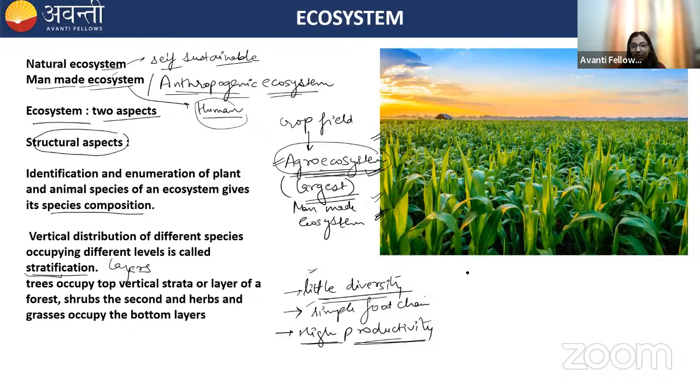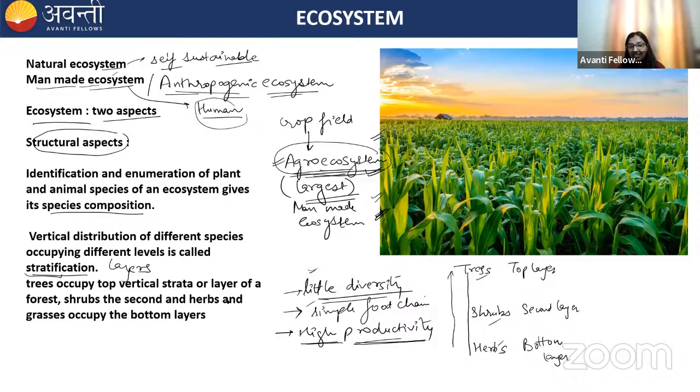And stratification: strata means layers. When you go to the forest, you will observe that the top layer will be occupied by the trees, right? Next would be occupied by shrubs, which is the second layer. Smaller than shrubs are herbs, so the bottom layer would be occupied by the herbs. You can see there's a vertical distribution of different species occupying different levels. This is what we call stratification. Strati means layers.